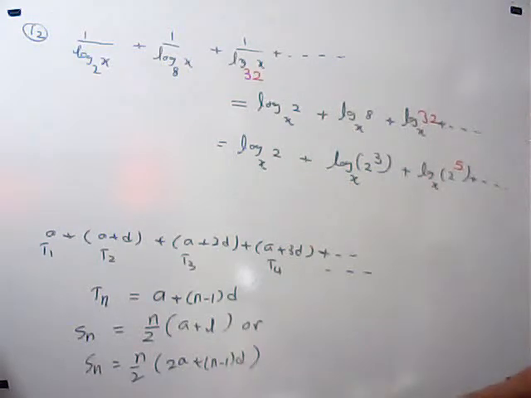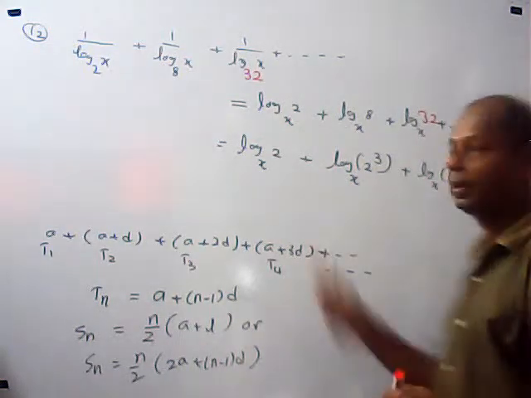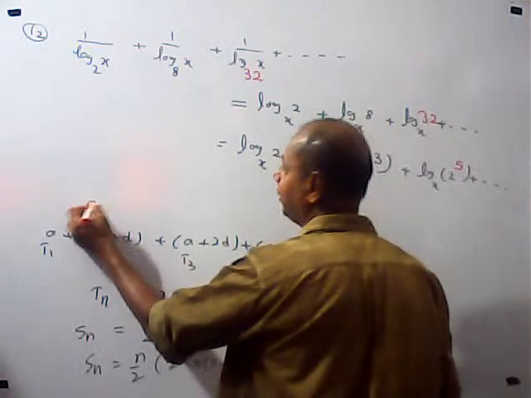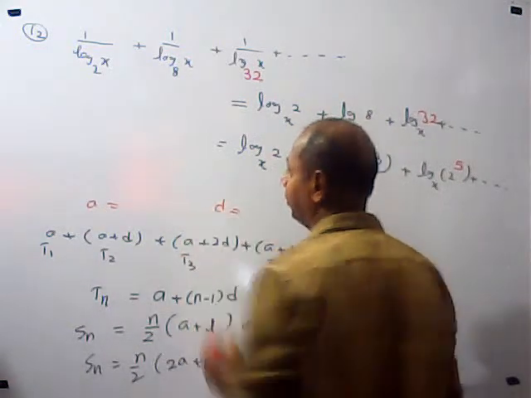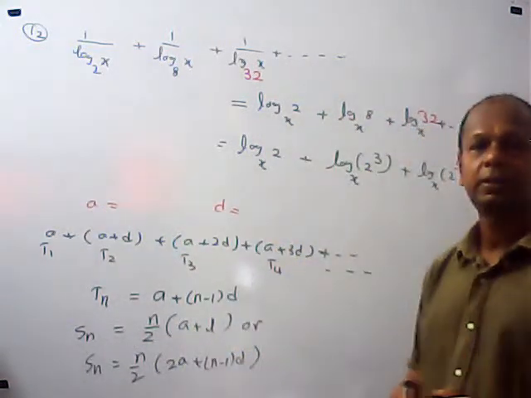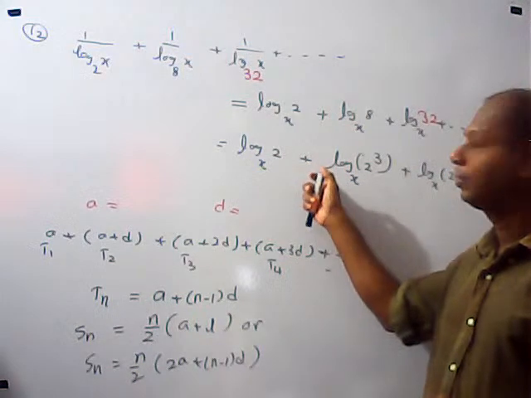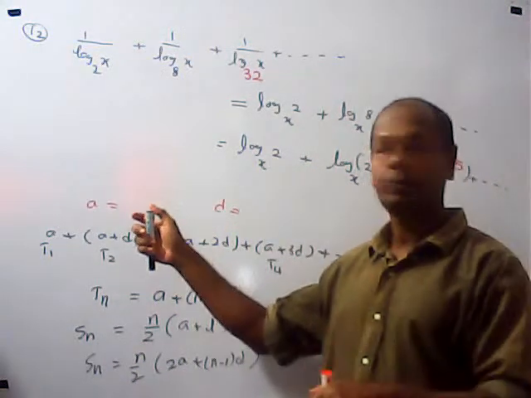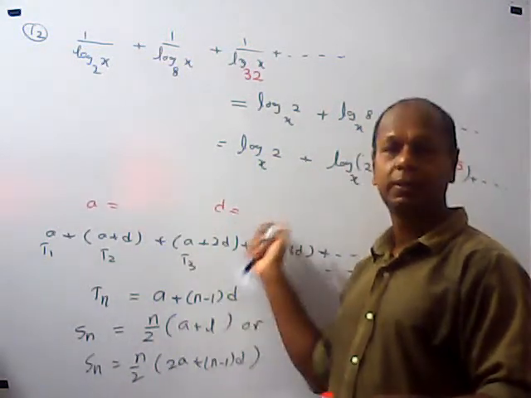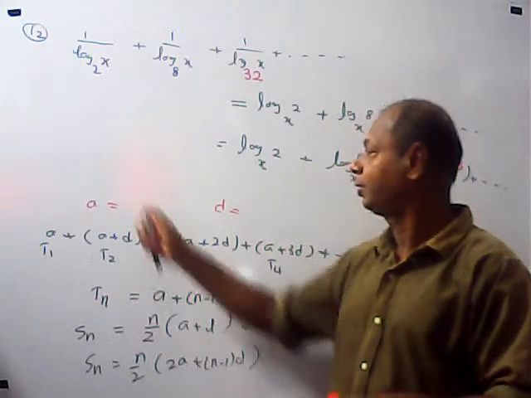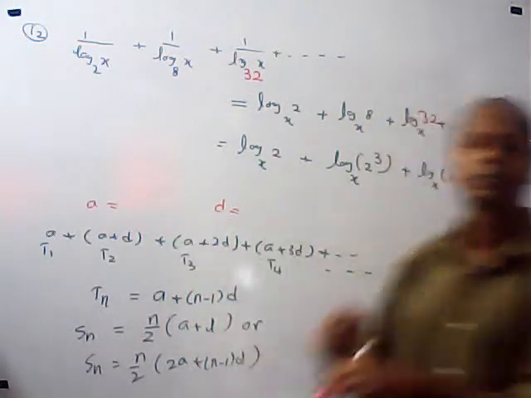If you identify it as an arithmetic series, you have to tell what is A, what is D, right? If you identify this as an arithmetic series, again, what is A and what is D? Answer these questions. What is A and what is D?